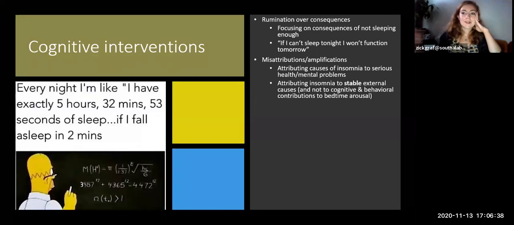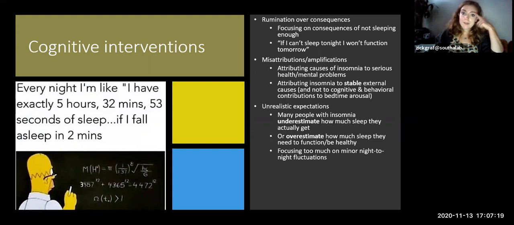Also, they'll misattribute insomnia to stable external causes, like I can't sleep because I live in a city and there's too much outside noise. I can't sleep because I get too hot at night. I can't sleep because I'm just an anxious person and that's not something that's going to change. We want them to shift to attributing their problems of sleep to arousal at bedtime. That's really the main factor that maintains or perpetuates insomnia. And that is not something that's stable. That's something that we can change by changing conditioned associations around bed, by promoting relaxation before bed through behavioral relaxation techniques, and by using cognitive strategies to reduce anxiety before bed.